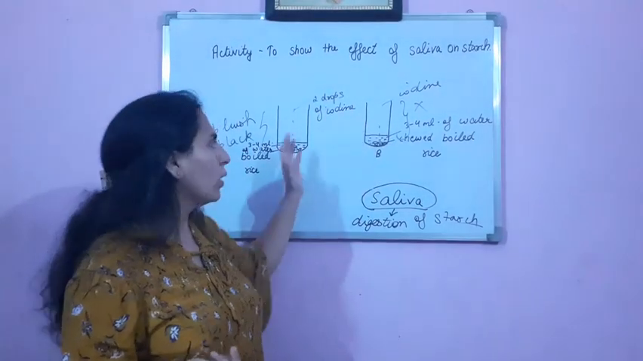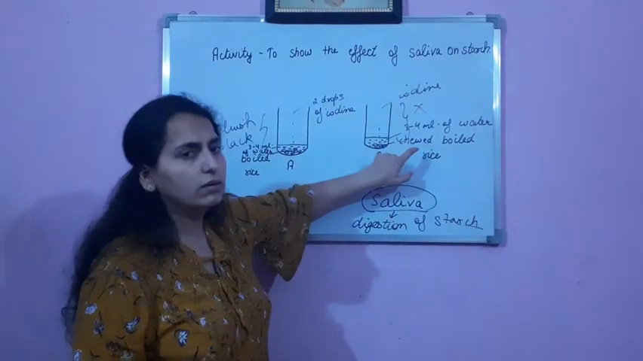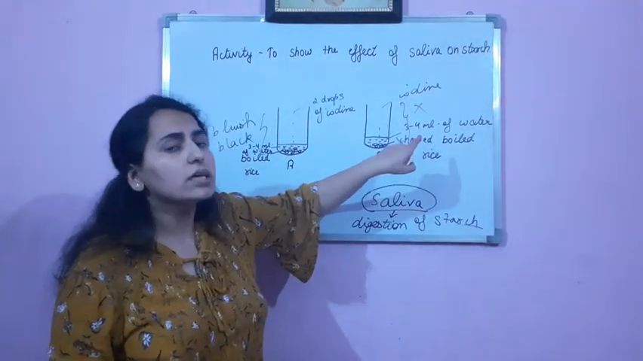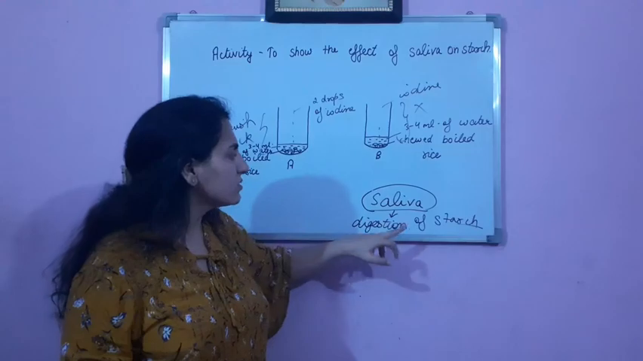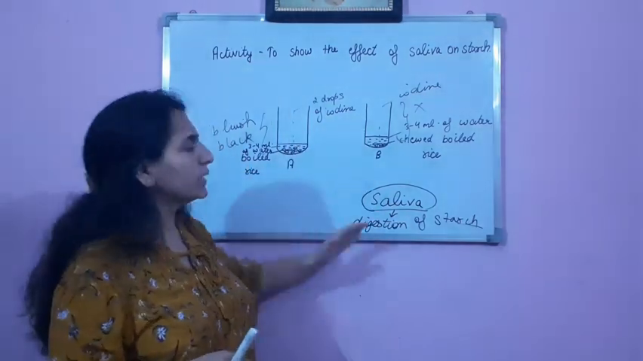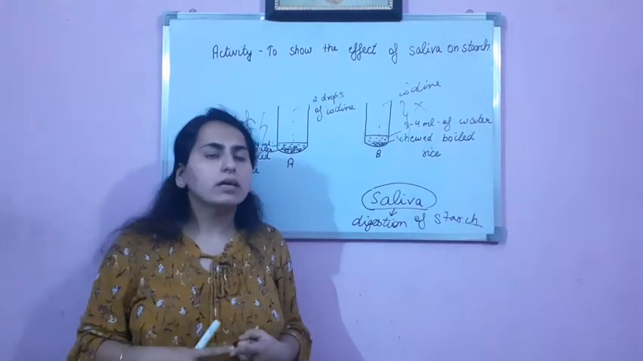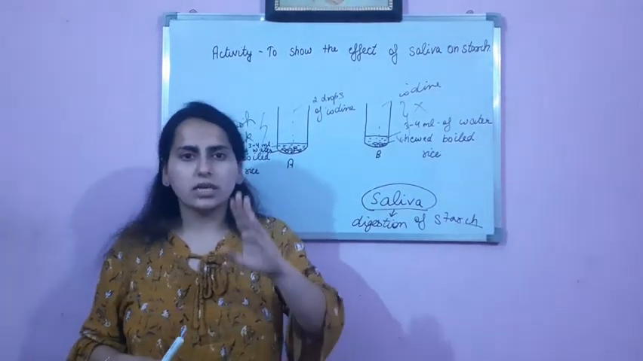Why? Boiled rice we had taken in both. But there is a difference here. In the boiled rice, saliva is present. And what is its function? It digests starch. So I hope it is clear to everybody. What is the function of saliva? Saliva helps in the digestion of starch.